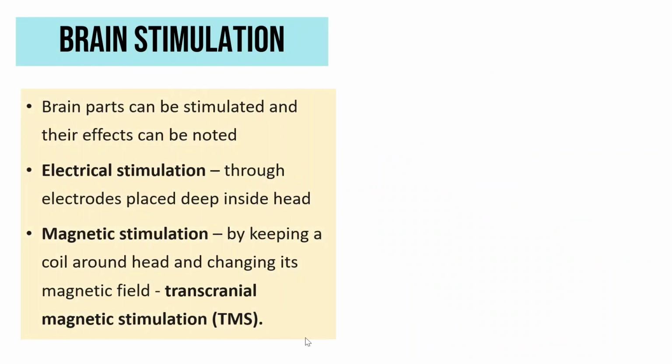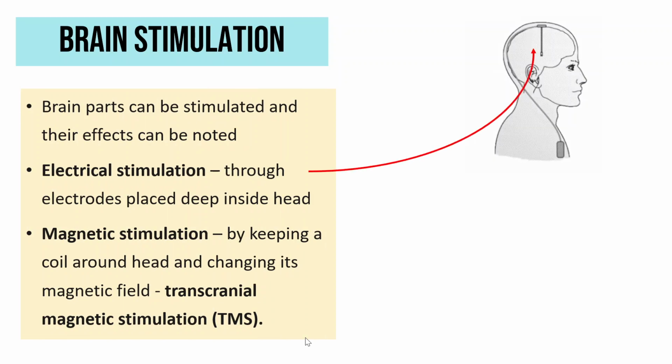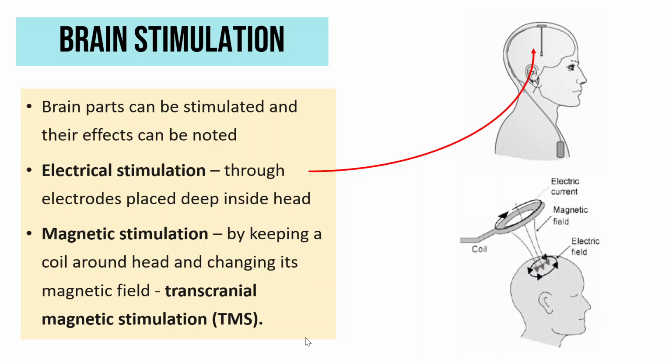Now we move forward to brain stimulation. In brain stimulation, brain parts are stimulated. They can be stimulated through electricity, through electrodes placed in the brain, or through magnetism. There is a coil, you change the electric current in it, that generates a magnetic field, and that magnetic field affects the electricity in neurons, because magnetism and electricity are related.